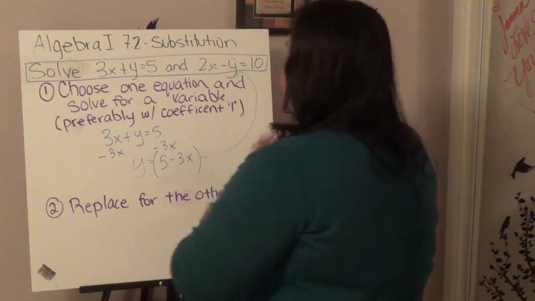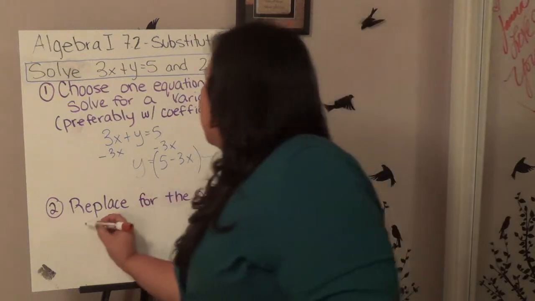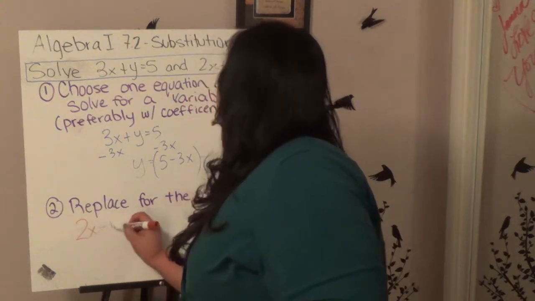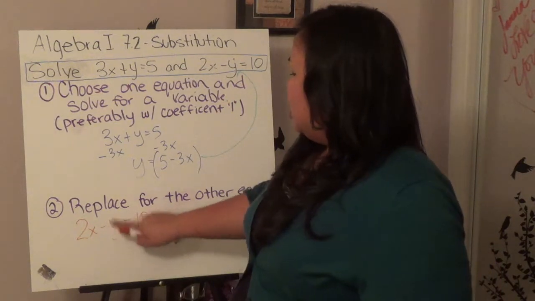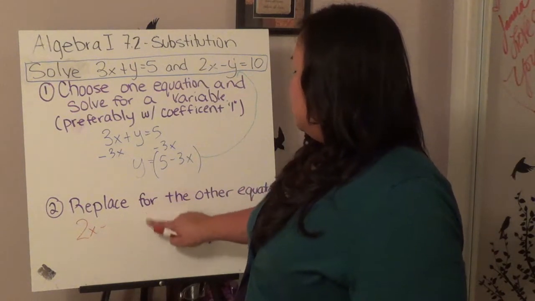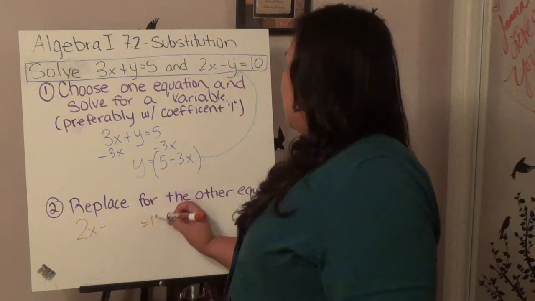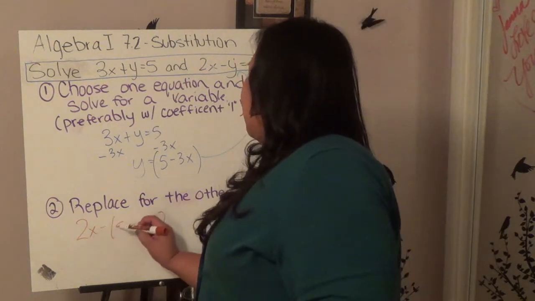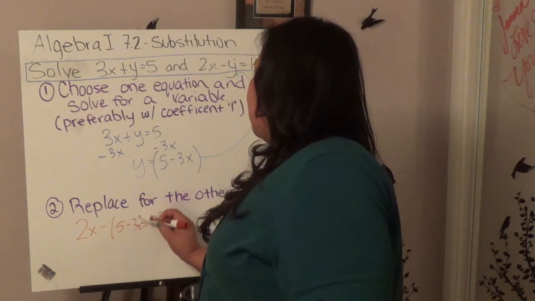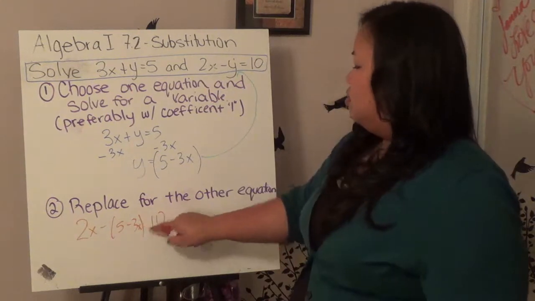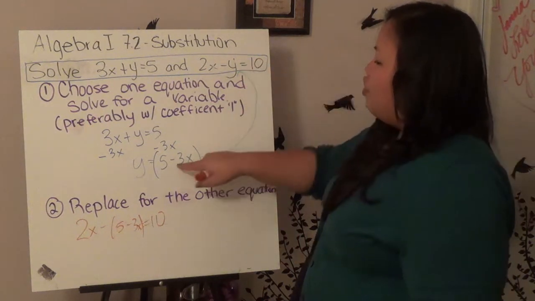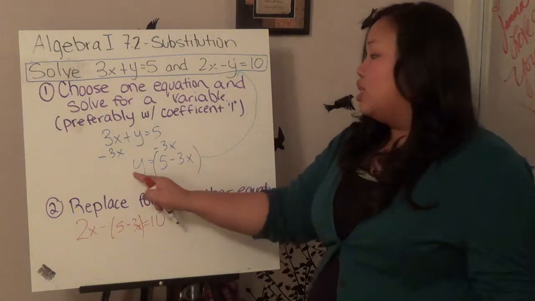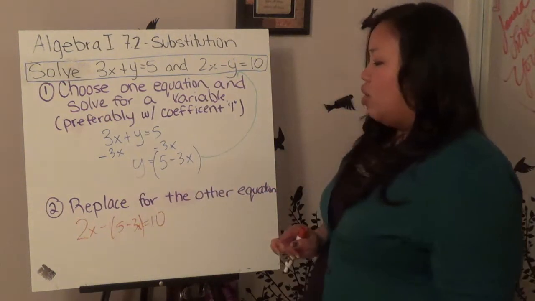So that means I'm going to rewrite this equation, but instead I'm going to erase this, still equal 10, and I'm going to put parentheses 5 minus 3x in front of it. So everything's the same, except I've replaced y with 5 minus 3x. And I can do that because they're interchangeable. y equals this entire expression.